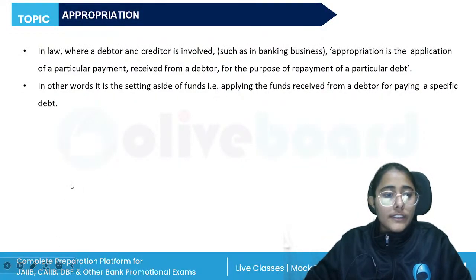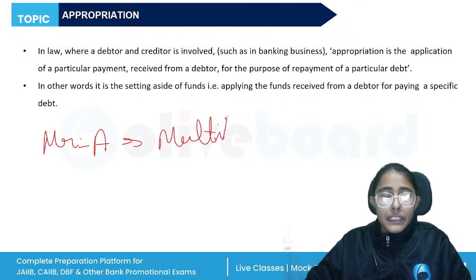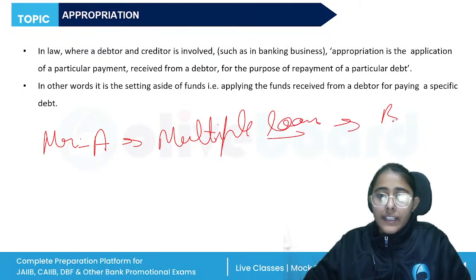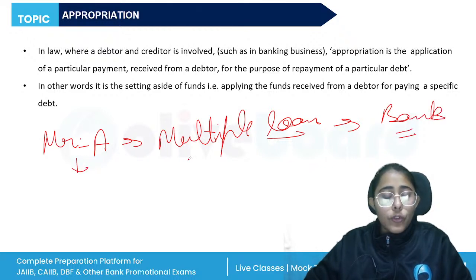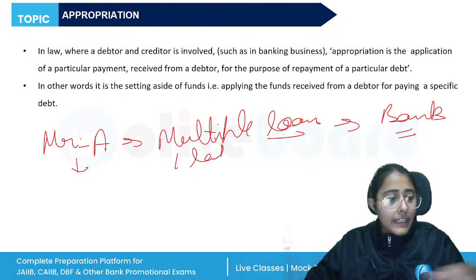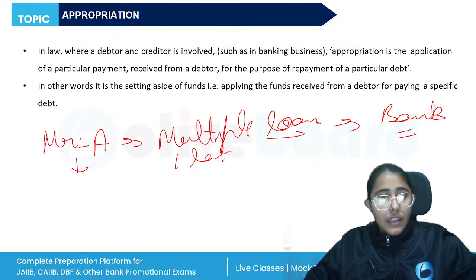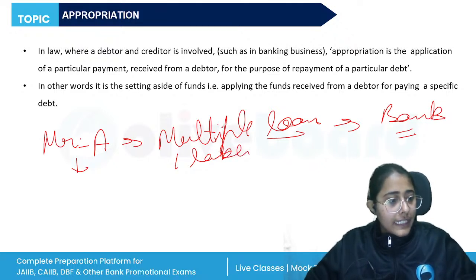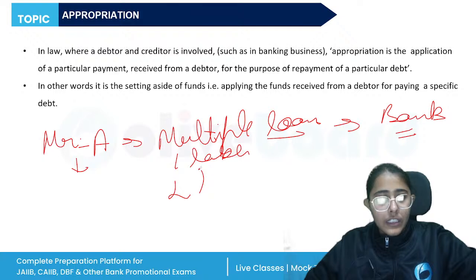Simply, if we try to understand appropriation, let's say one borrower has taken multiple loans from one creditor, let's say a bank. All right. And when they make a payment, let's say loans were taken of rupees 1 lakh, then another loan that was taken of rupees.